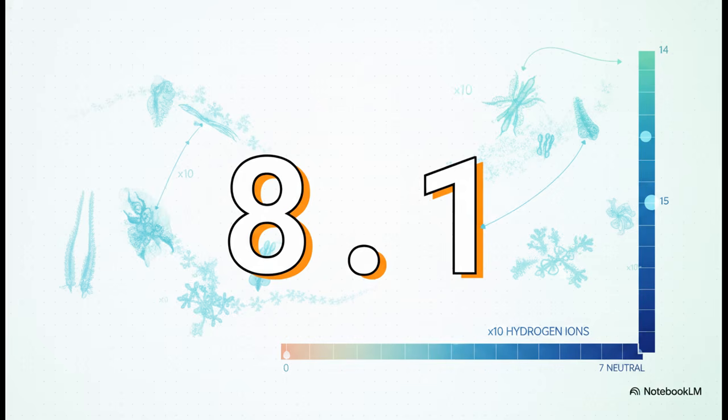8.1. That is the ocean's baseline surface pH metric. Now remember your basic chemistry. A pH of 7 is neutral, so 8.1 means the ocean is naturally slightly alkaline. But, and this is crucial, the pH scale is logarithmic. This means that a tiny shift of just one single unit on this scale results in a massive 10-fold increase in hydrogen ions. So maintaining this 8.1 baseline isn't just a preference for marine life, it's a strict requirement for survival. The system literally cannot afford wild swings.